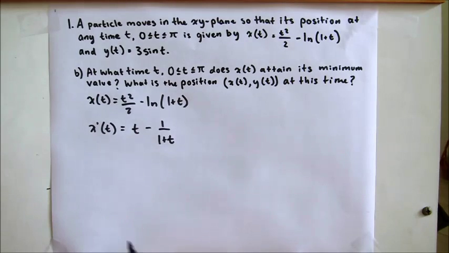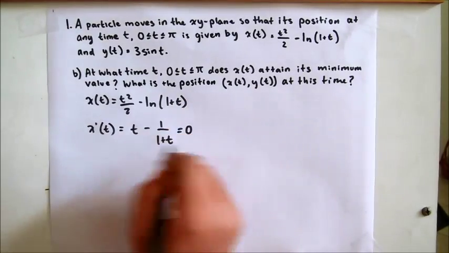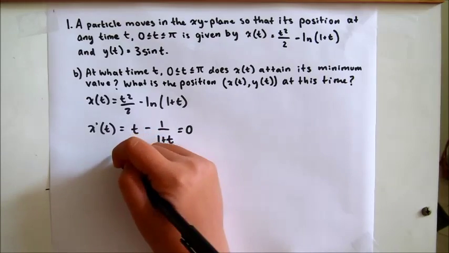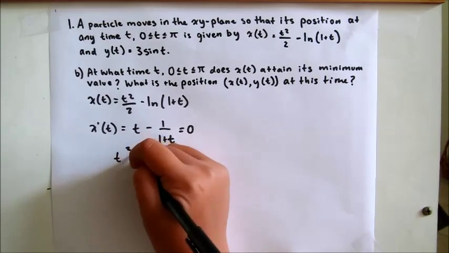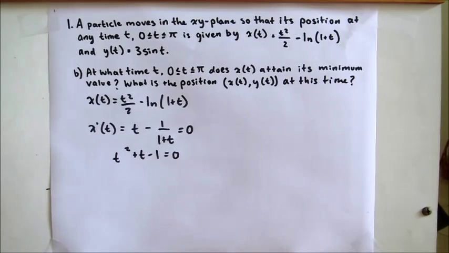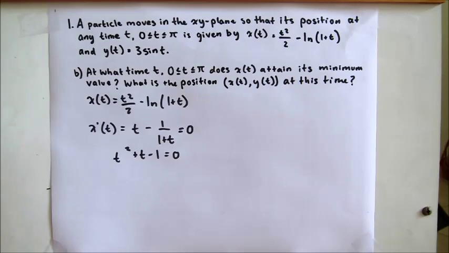If we set this equal to 0, we can find the extrema of this parametric equation. Now we can multiply by 1 plus t to make this an easier form to solve. Then we would get t squared plus t minus 1 equals 0. Unfortunately you can't factor this, so now we need to remember our quadratic formula and we can use that to solve this, or you could just plug it into your calculator.